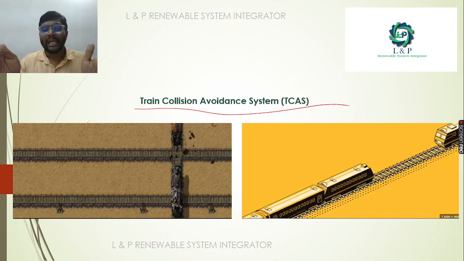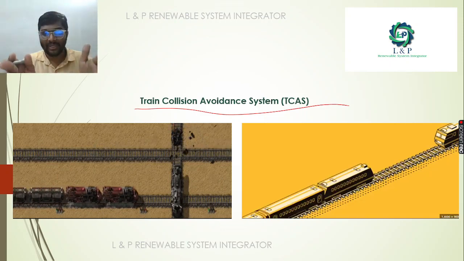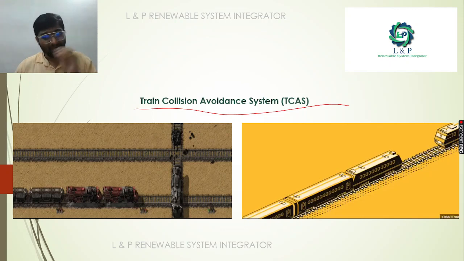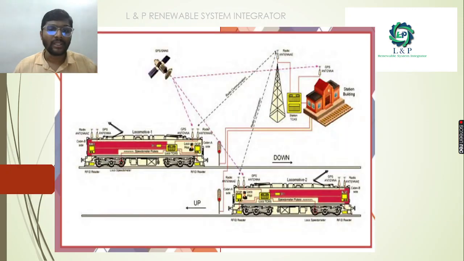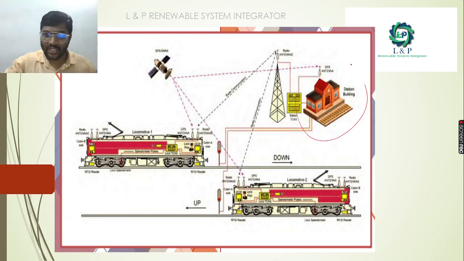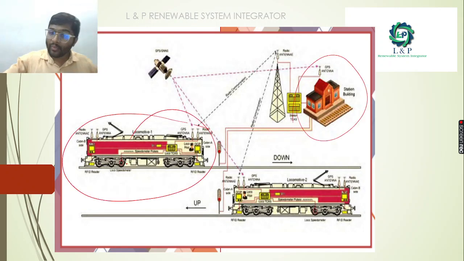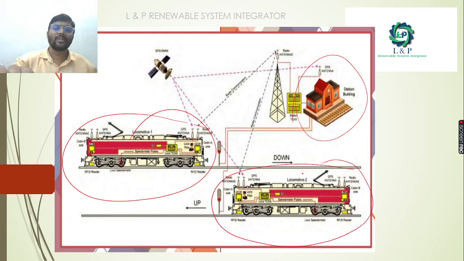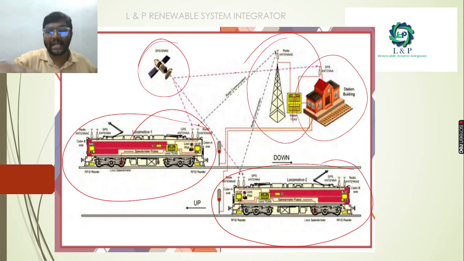If it is not available, it can create damage. If it is present, it will stop automatically. That is the basic purpose of this system. Most importantly, in our discussions, what plays a very important role in a train collision avoidance system? We can categorize it in two ways: we have a station side, the station building, and we have a train side. We have equipment inside the station and also inside the train, and we also rely on the support of GPS satellites and radio antennas.